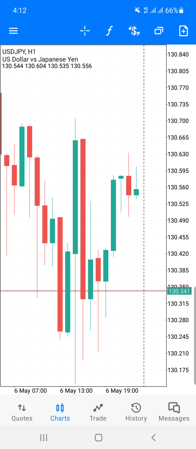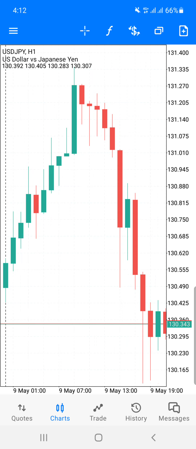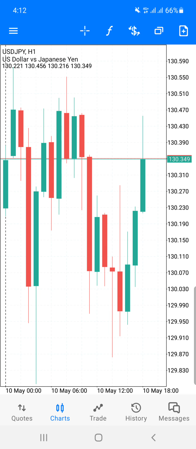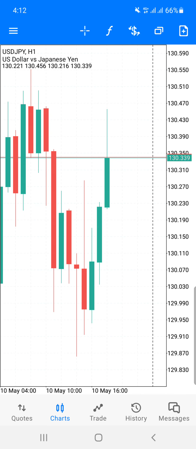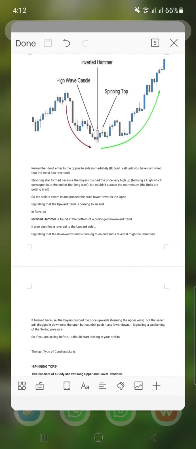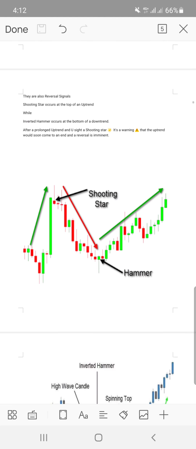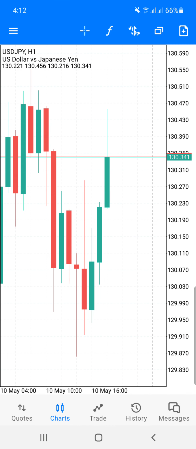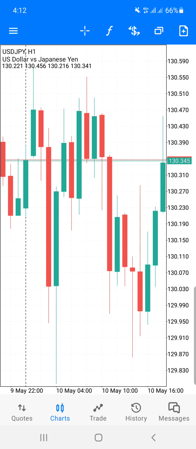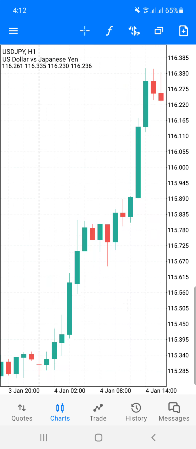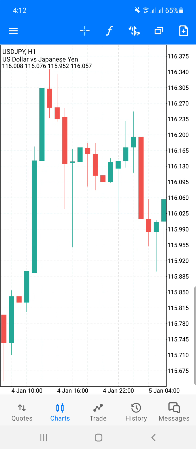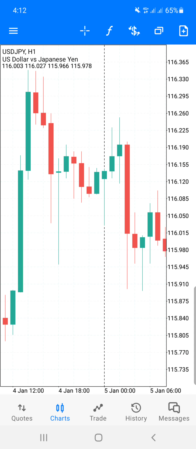We're looking for inverted hammer and shooting star, right? Now this is an inverted hammer. See this pattern here, right?